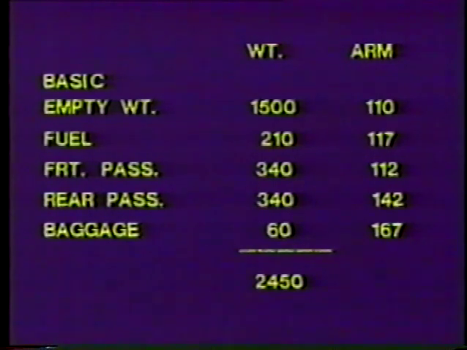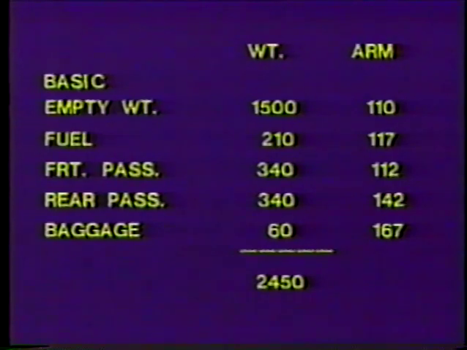Basic empty weight, 1,500 pounds times 110 inches. Fuel, 210 pounds times 117 inches. Front passengers, 340 pounds times 112 inches. Rear seat passengers, 340 pounds times 142 inches. Baggage, 60 pounds times 167 inches.